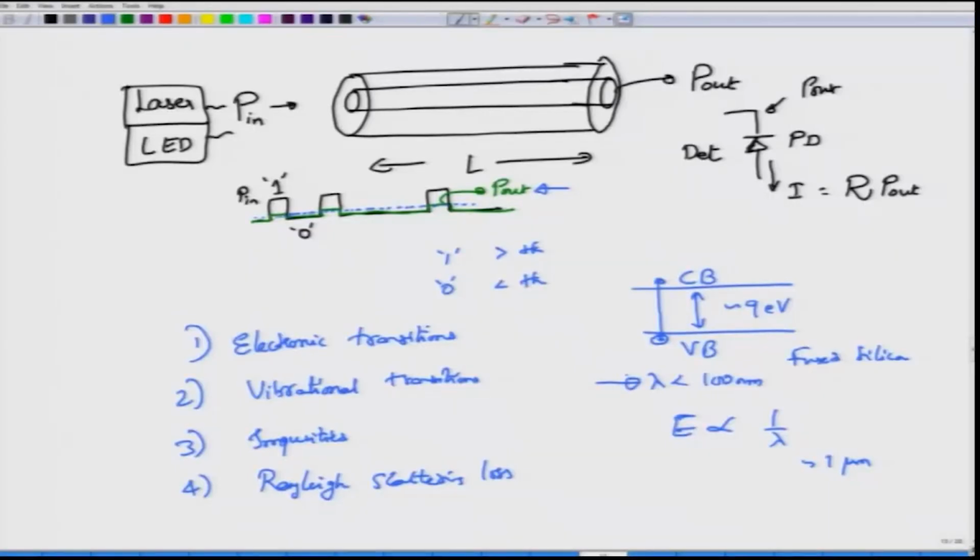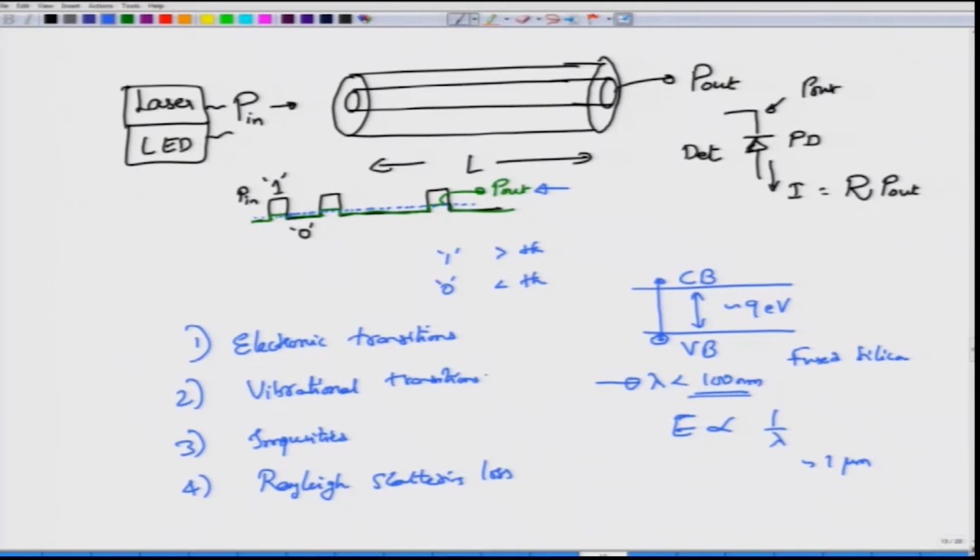So, these electronic transition induced losses are mostly in the ultraviolet regime, not really in the infrared regime. And there are very few applications, at least that I am aware of, where light is less than 100 nanometers, and we do not normally communicate at this wavelength. So, we do not really worry about electronic transitions.